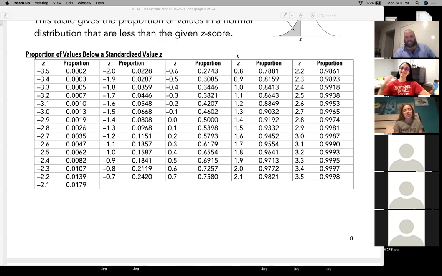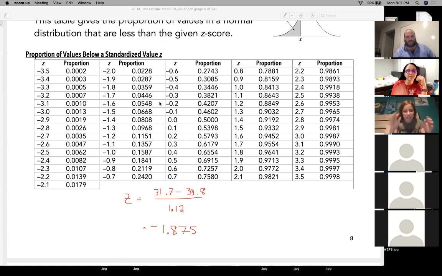Wait, why does it jive again? Megan, tell him, why does it jive? Because wasn't it around the score that was given? I don't remember what the score was. Because it said 31.7. So if that score was 31.7, right?